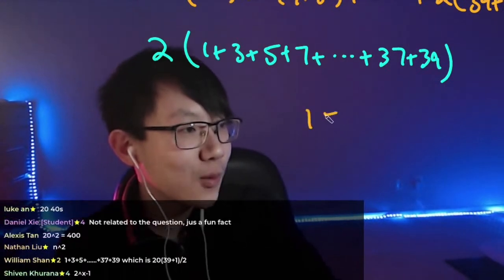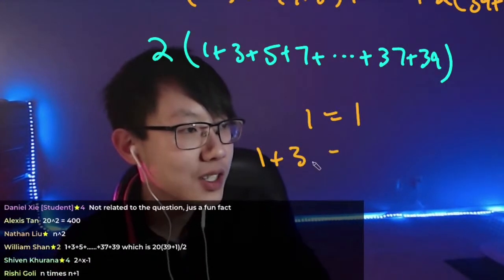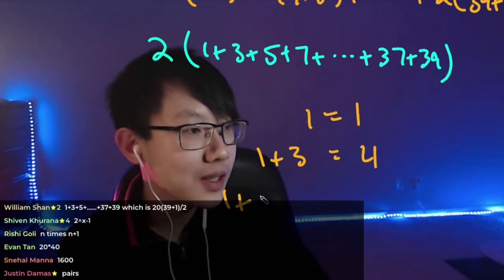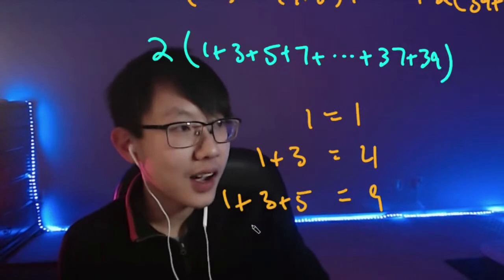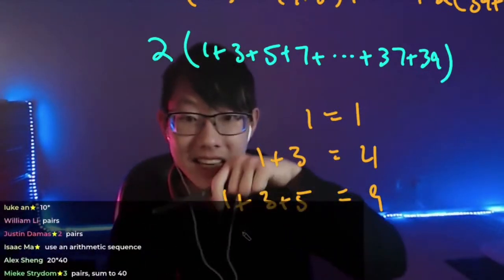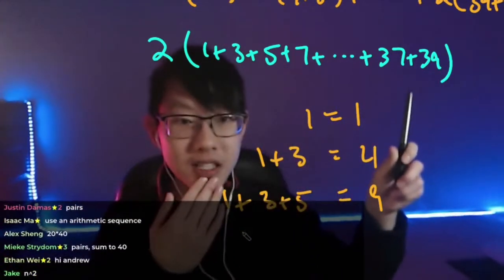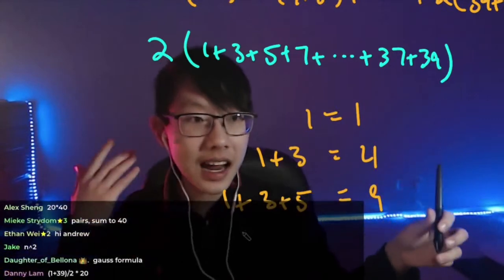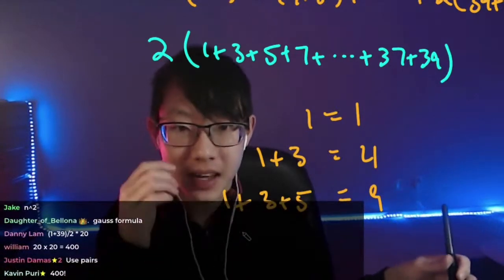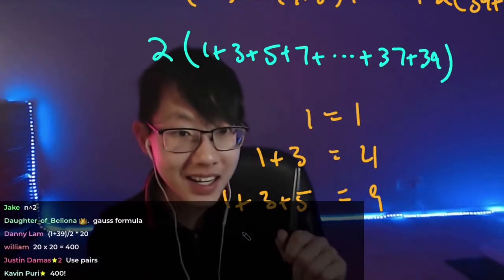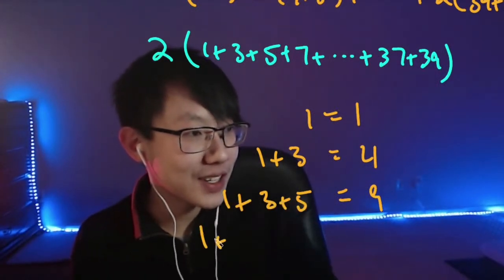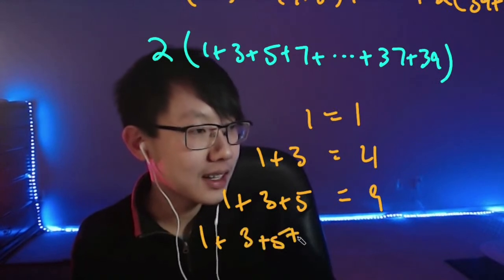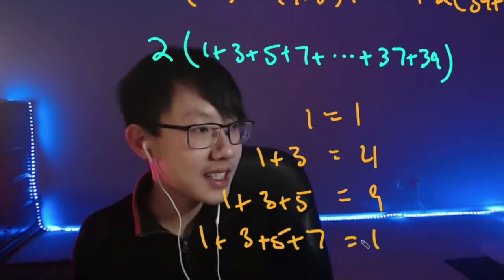Just observe this. 1 is 1. 1 plus 3, which is 2 odd numbers, is 4. 1 plus 3 plus 5 is 3 odd numbers, which is 9. Oh, somebody said use an arithmetic sequence. That is a great idea. In general, for stuff like this, since it is a common difference, arithmetic sequences absolutely work. But odd numbers is a special case, and that's what I'm trying to show here. 1 plus 3 plus 5 plus 7 is 16.